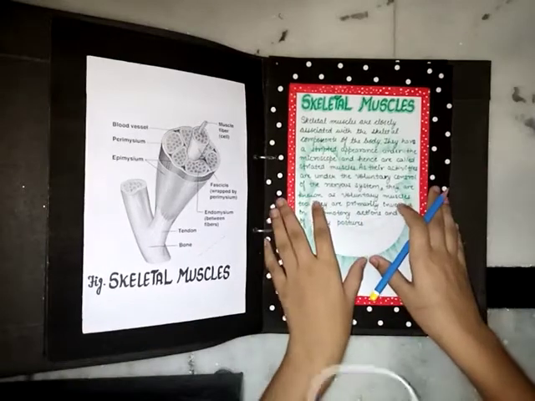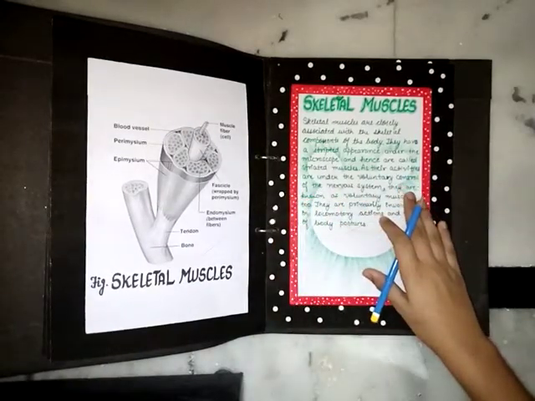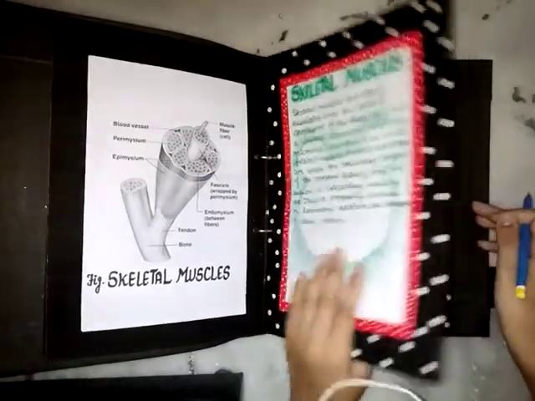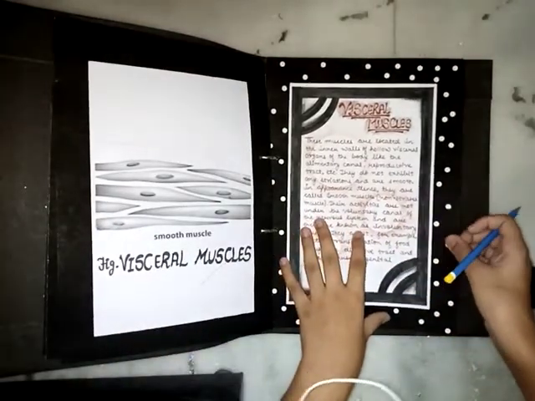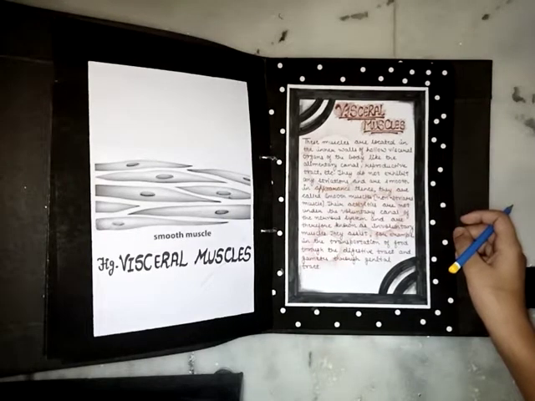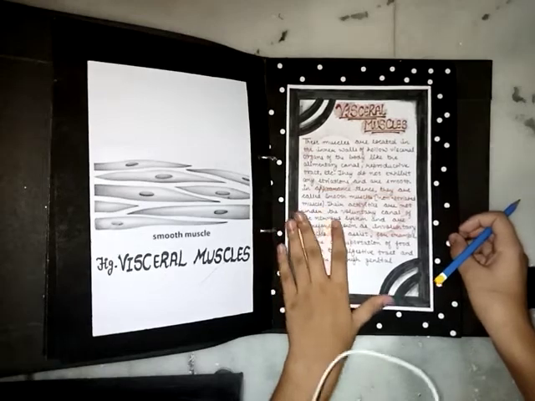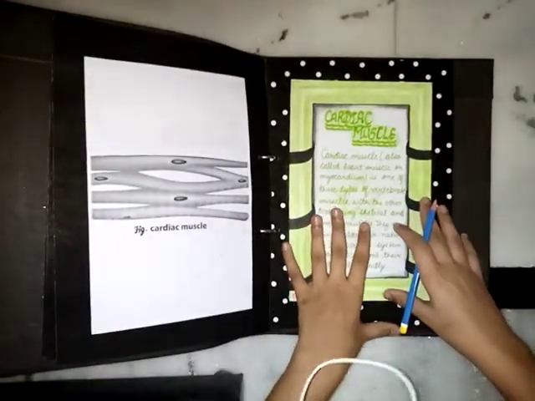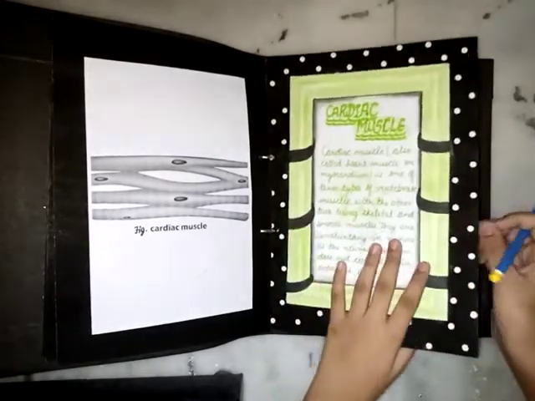First we are going to study skeletal muscles. They are voluntary in nature and they have striped appearance, hence called striated muscles. Visceral muscles are present in the inner walls of hollow visceral organs. They do not have striped appearance, hence called unstriated muscles, and also they are involuntary in nature. Now the last muscle is cardiac muscle. These muscles are present in our heart and are involuntary in nature.